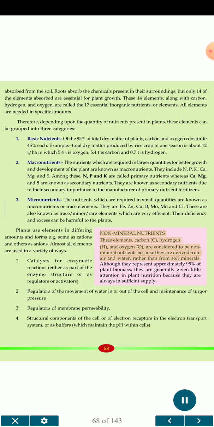Non-mineral nutrients. 3 elements, carbon (C), hydrogen (H), and oxygen (O), are considered to be non-mineral nutrients because they are derived from air and water, rather than from soil minerals. Although they represent approximately 95% of plant biomass, they are generally given little attention in plant nutrition because they are always in sufficient supply.